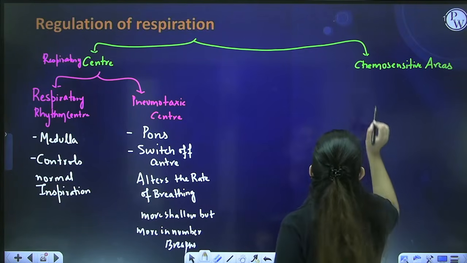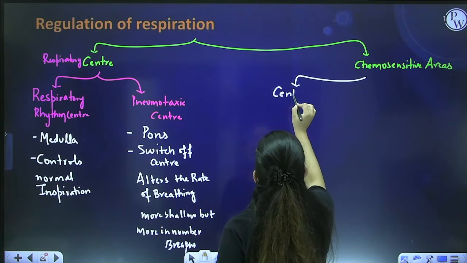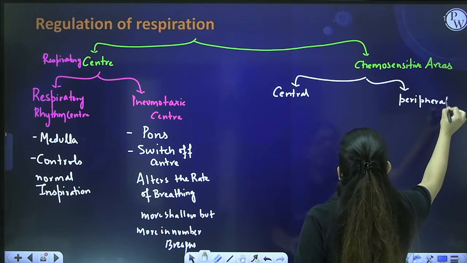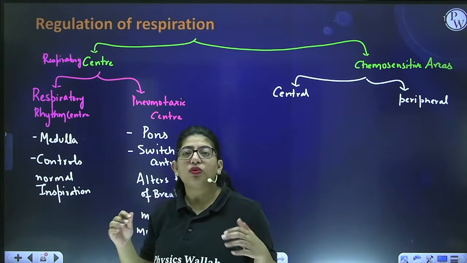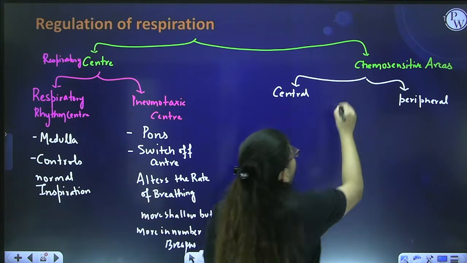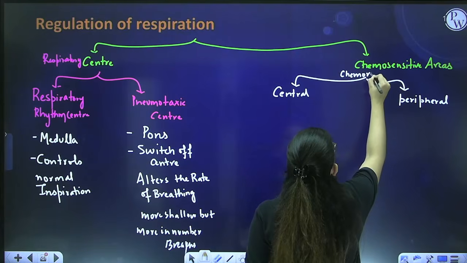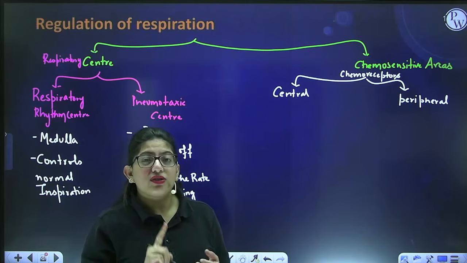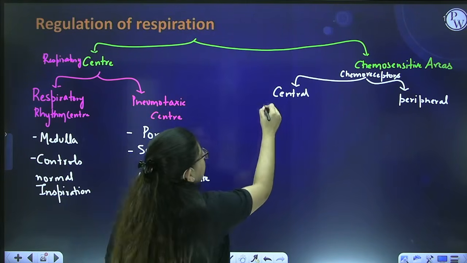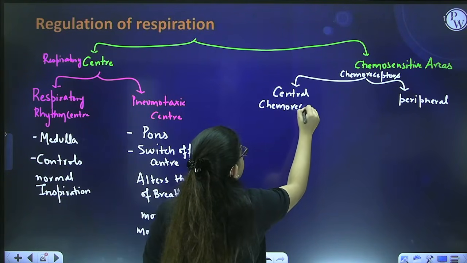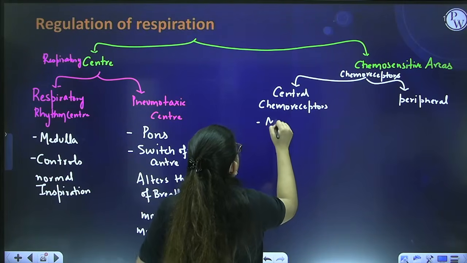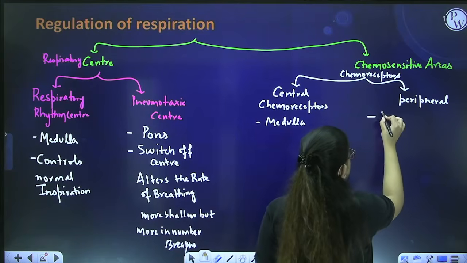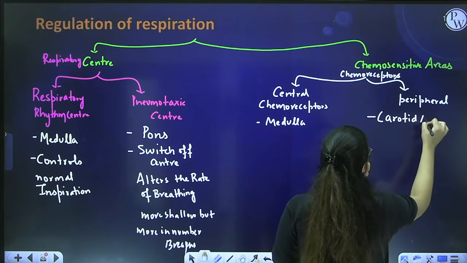In chemosensitive areas, we have two types: one is central, another is peripheral. Both these areas can detect certain chemicals. They have chemoreceptors. These chemoreceptors are present in the brain as well as in the blood vessel. The ones present in the brain, you call them central chemoreceptors. They are present in medulla near the respiratory rhythm center. Whereas peripheral ones are present in blood vessels like carotid artery and aorta.